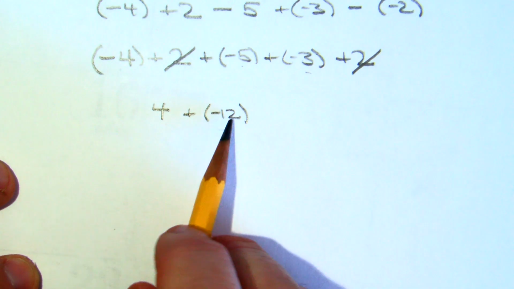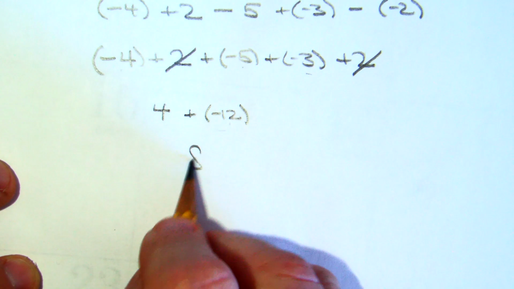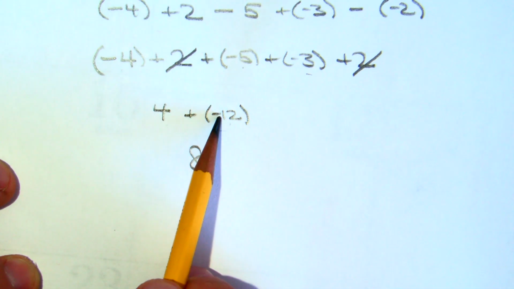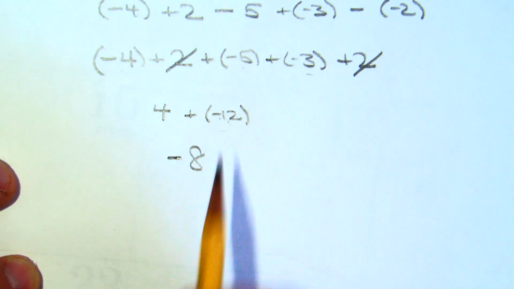And now, because they have different signs, let's subtract. 12 minus 4 is 8. Since the negative has a larger absolute value, that's why our final answer is negative.